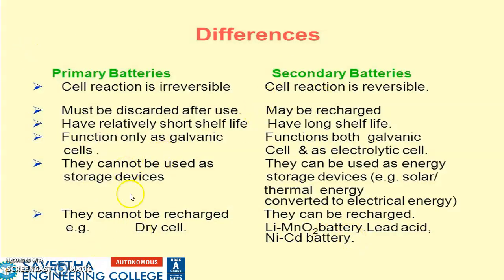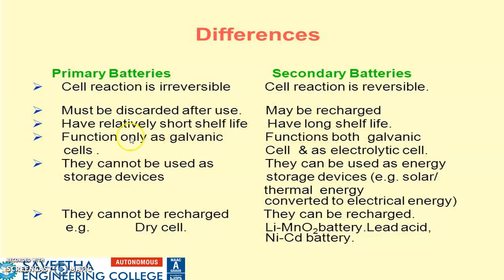Here are some of the differences between primary batteries and secondary batteries. In primary batteries, the cell reaction is irreversible, whereas in secondary batteries, the cell reaction is reversible. Primary batteries must be discarded after a single use, whereas secondary batteries may be recharged and used again and again. Primary batteries have a relatively short shelf life, whereas secondary batteries have a long shelf life.